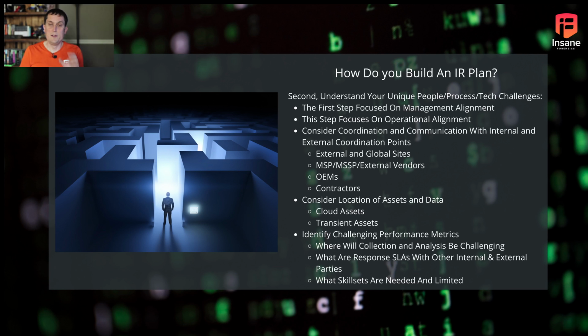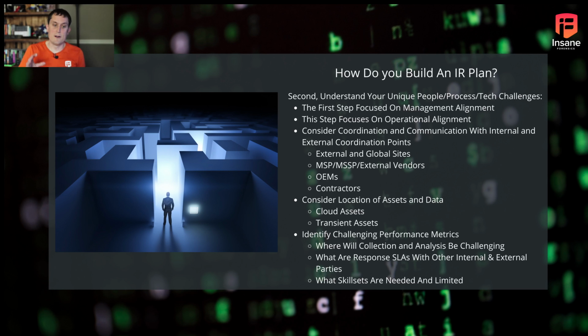The second thing you need to do, beyond just being focused on that policy document you get, is understand your unique technical challenges. We focused on management alignment last time. This time we're really focused on the operational alignment there.